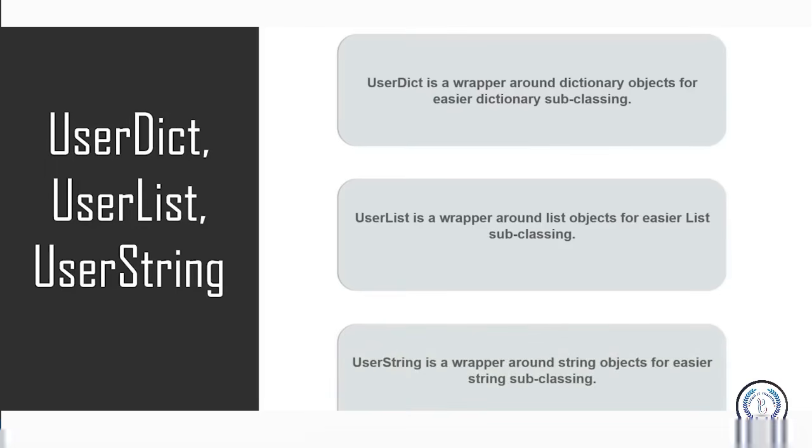Now talking about user string, guys, it is also a wrapper around string objects for easier string subclassing. Now the need for this class has been partially supplanted by the ability to subclass directly from string. However, this class can be easier to work with because the underlying string is accessible as an attribute.